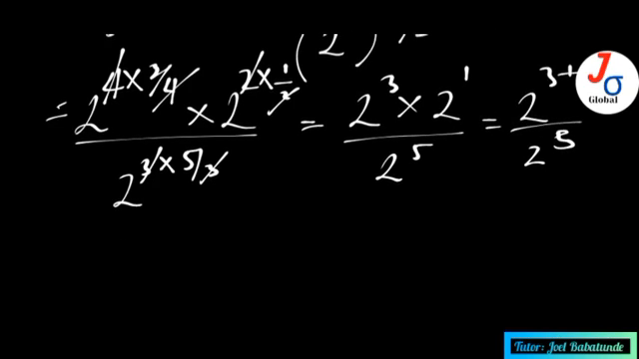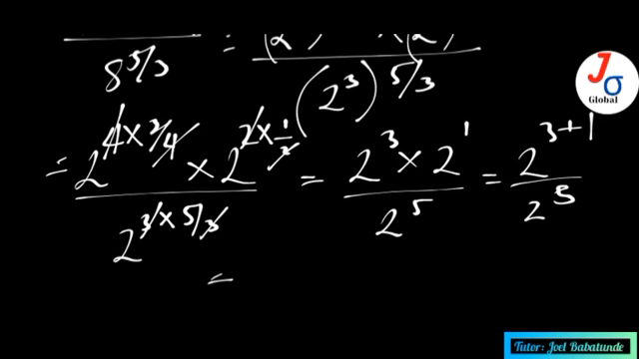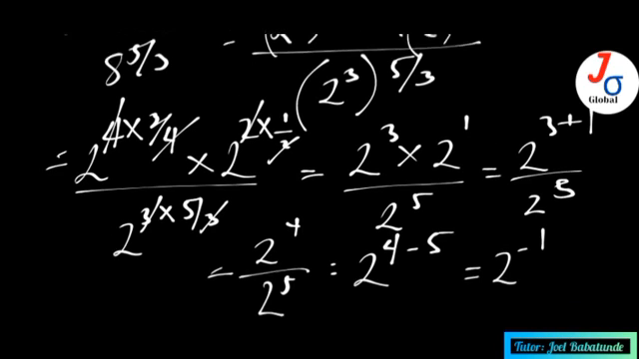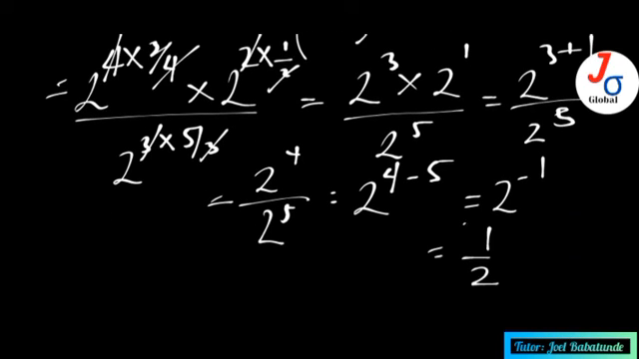And so what do I get? I have 2 raised to the power of 4 divided by 2 raised to the power of 5. Now, because this is divide, that's going to be 2 raised to the power of 4 minus 5. They have the same base, and so I have 2 raised to the power minus 1. And therefore, my final answer has to be 1 over 2. Okay, good. So this is the final answer. And so this is how to simplify questions that have to do with indices. You have to apply the laws of indices.